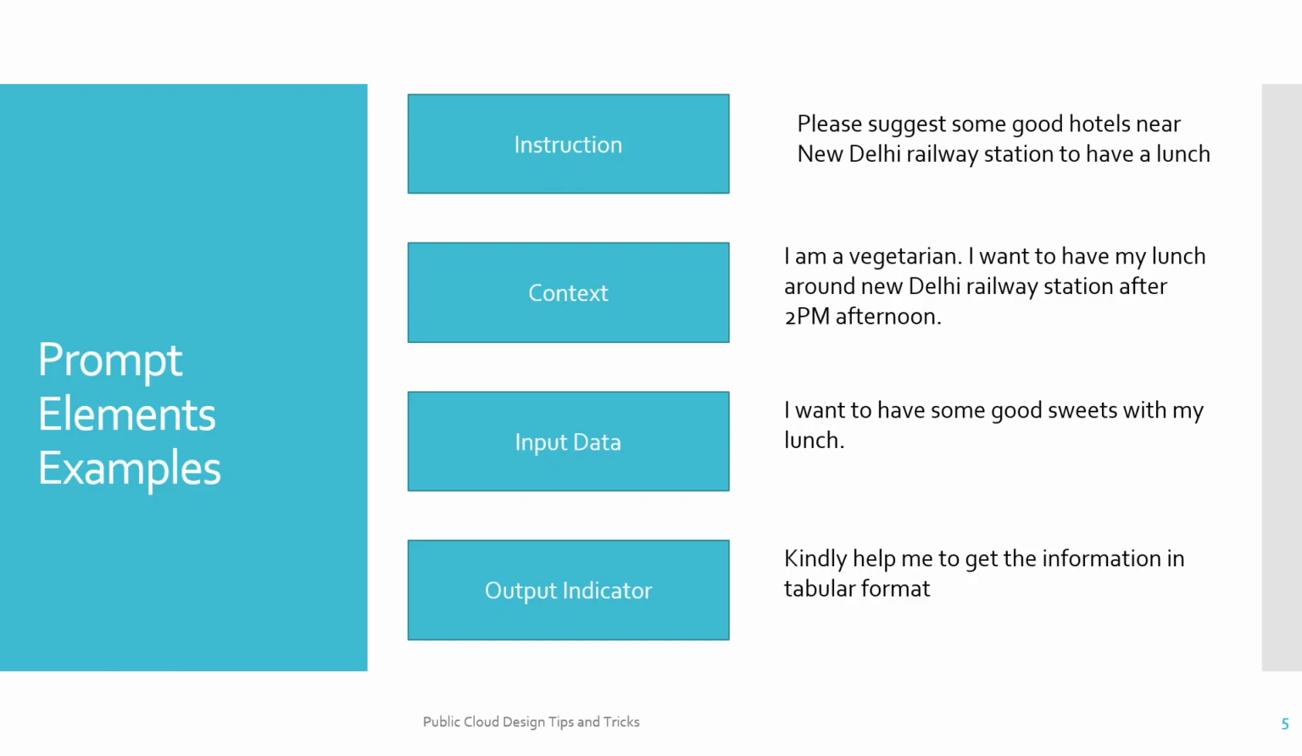Now I'm providing some more data on top of the context. For example, I want to have some good sweets. So I'm adding more text to that particular context, that I want some sweets with my lunch. That is the input data. And then what is the output indicator? I am requesting the OpenAI tool, here ChatGPT, to kindly give me the information in a tabular format. That is the output indicator.